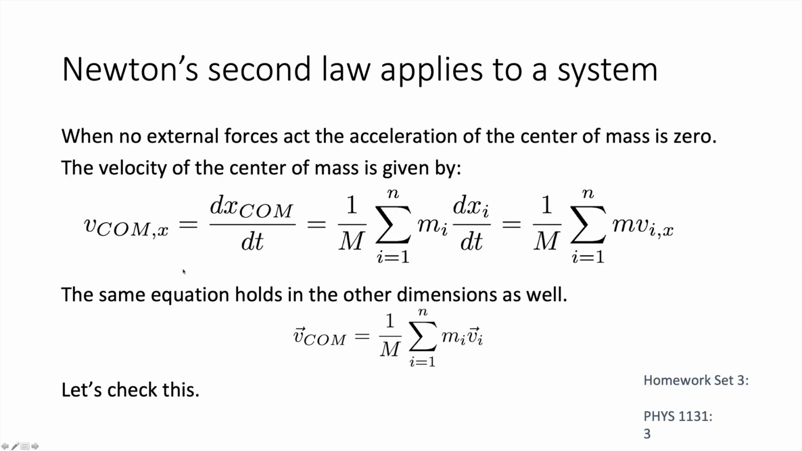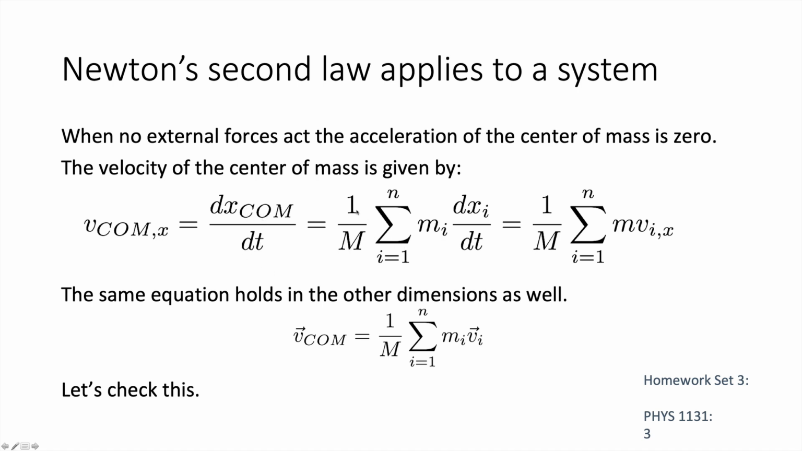Okay, so we said that when no external forces act, then the acceleration of the center of mass must be 0, which means the velocity must remain constant, the velocity of the center of mass. So we can calculate the velocity of the center of mass using this expression here. So the velocity of the center of mass in the x direction is equal to the derivative of the x location of the center of mass with respect to time.